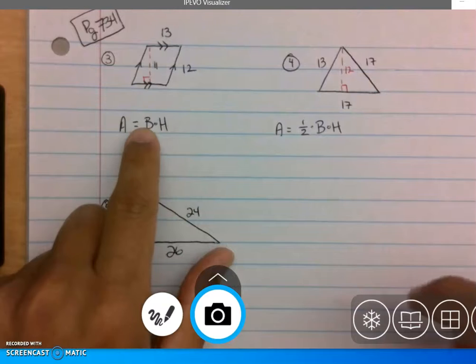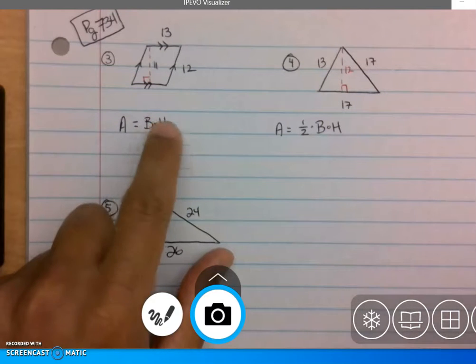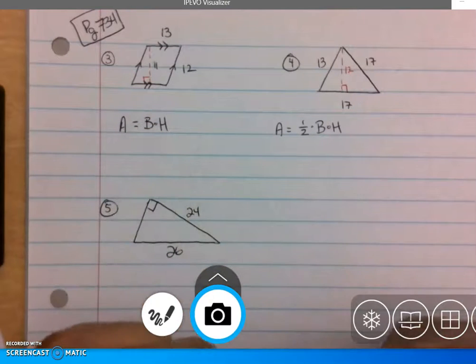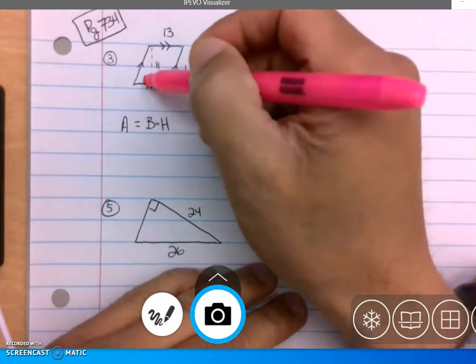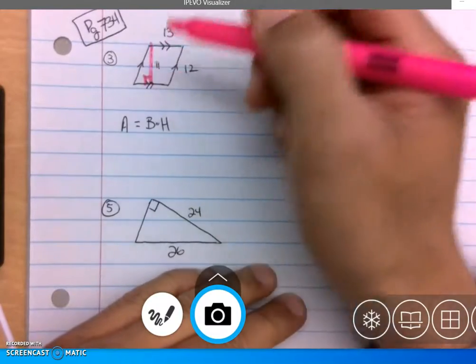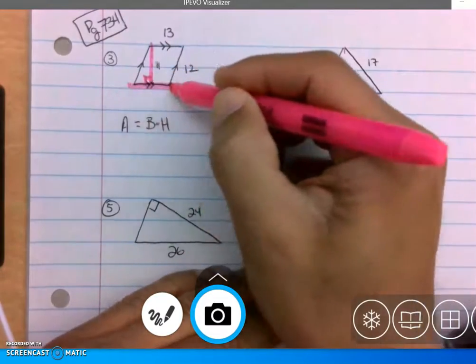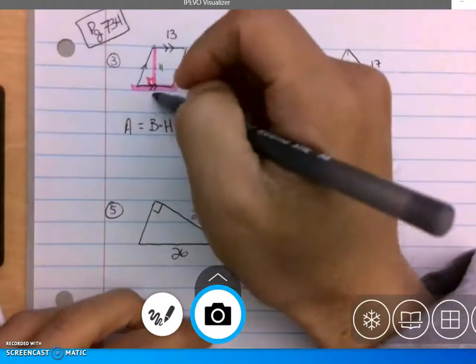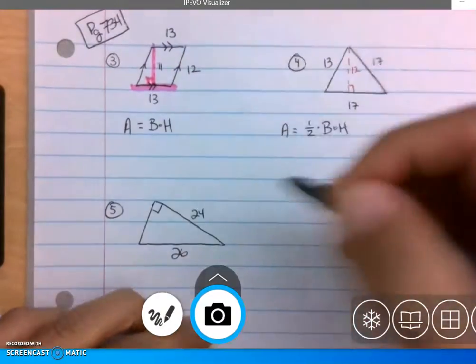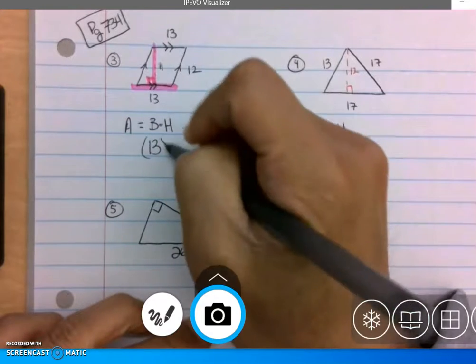The base is always going to be one of the 2 sides. The height is going to make 90 degrees with that base. So if you look at this one carefully, there's the 90 degrees. This line 11 would be the height to this base here. So always look for that 90 degrees. Now, of course, if it's 13 on top, it's 13 here. So you want to go base, one of the side lengths, times the height.